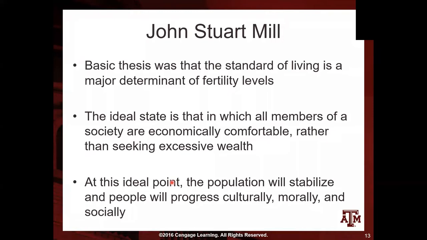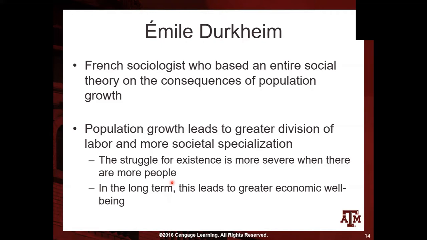Emile Durkheim, a French sociologist, based an entire social theory on the consequences of population growth. Population growth leads to greater division of labor and more societal specialization. So as I mentioned in the previous slides, if the size of the population is small, you're going to have a different society, but with a larger population, you're going to have an organic society. The size of the population influences the complexity of the division of labor in societies. The struggle for existence is more severe when there are more people. In the long term, this leads to greater economic well-being.